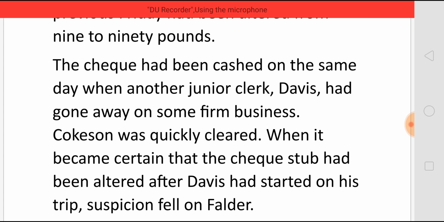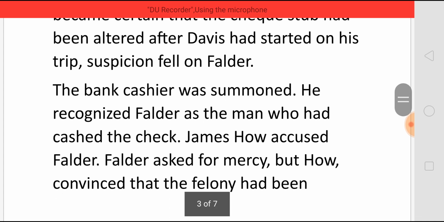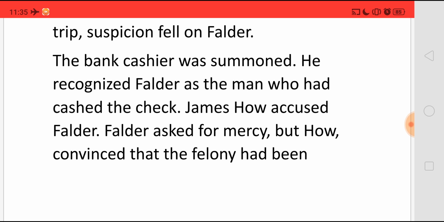It is said that Davis had given the check to Cokeson and Cokeson did not cash it. Then they start checking and find out that the check stub had been altered after Davis had started on his trip. So naturally Davis also couldn't have done this. So the only other person is Falder. So they call him and question him. Falder comes there and the cashier is also called, and the cashier identifies Falder as the man who came and encashed the check. Now James How accuses Falder.